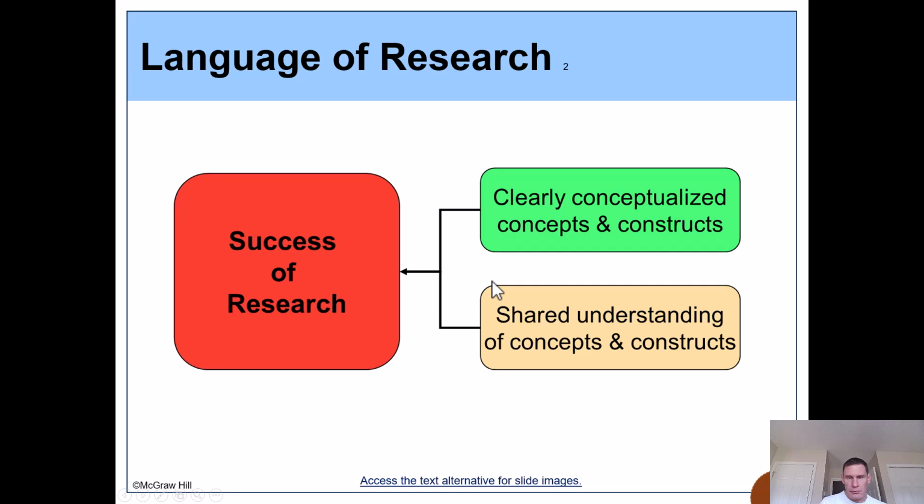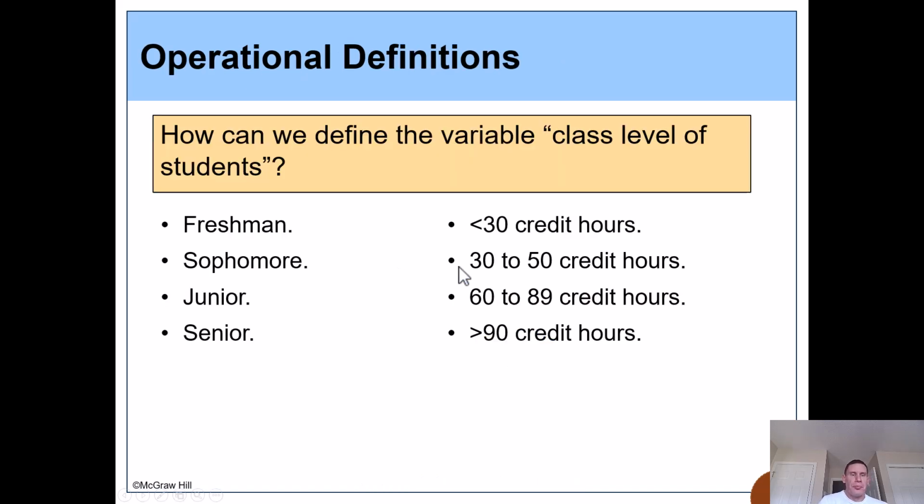So let's continue. The success of research is clearly conceptualized concepts and constructs. That's certainly true, and a shared understanding of concepts and constructs. So again, that's why it's important to, I'm going to use another term here, operationalize the constructs. If we say we're talking about temperature, then we're using Celsius. Somebody else might think, well, let's use Fahrenheit. Somebody else might say, let's use Kelvin for whatever reason.